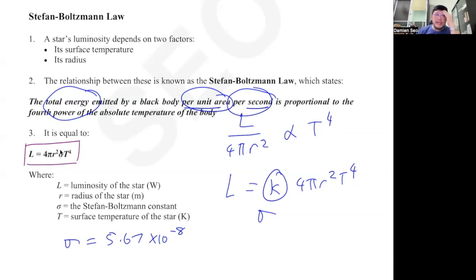This formula is actually for a black body. Now, when you say black body, they're not saying anything racial. The black body here is referring to a body that will only emit radiation and absorb radiation 100%. That means it will not reflect.